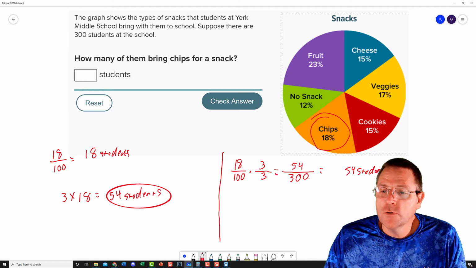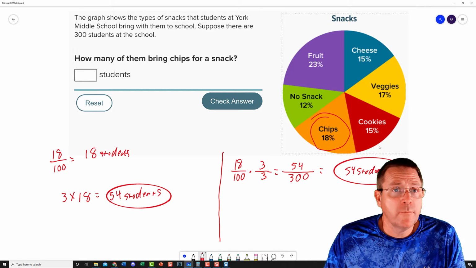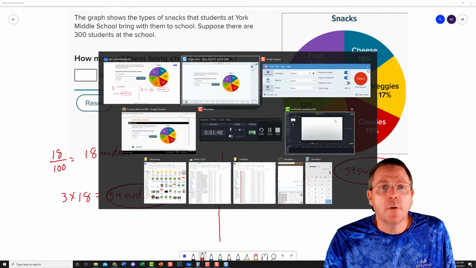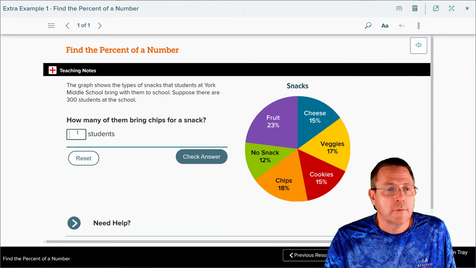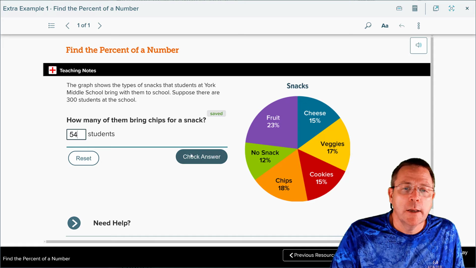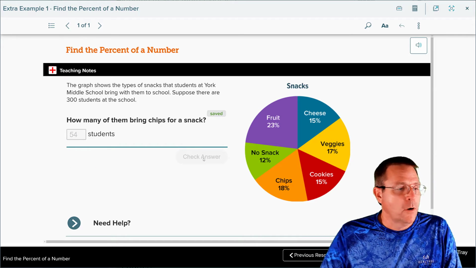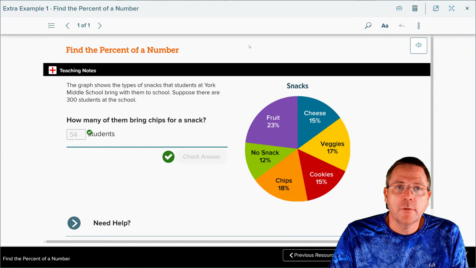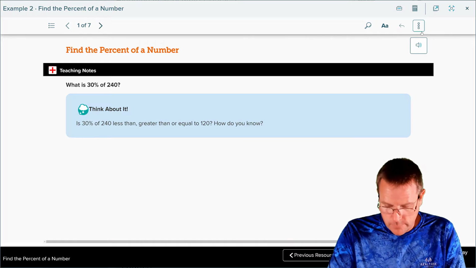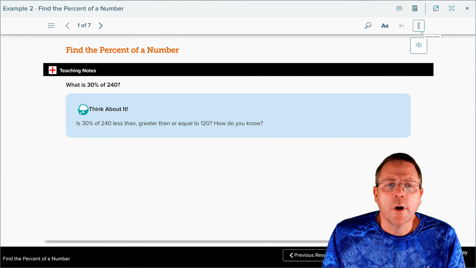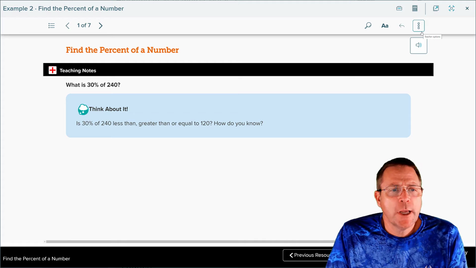2 different ways to solve the problem. Both of them are perfectly legitimate. Either way, let's go back, plug our answer in, say 54 students, and check our answer, and we are winning again. Love it when a plan comes together. Now let's look at a new problem. This one's going to be a little bit more challenging.